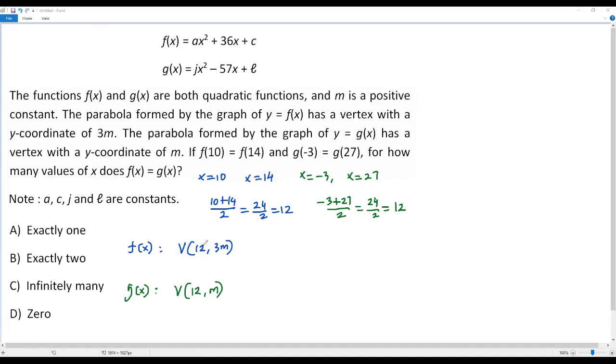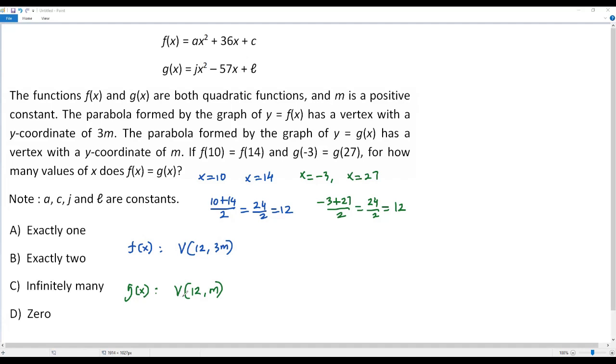Now let's consider the x coordinate and y coordinate of the vertex of the quadratic function f of x. Both of them are positive. We know that 12 is positive, and there is information that m is a positive constant. So 3 times a positive constant is a positive value. Here both the x coordinate and y coordinate of the vertex of the quadratic function f of x are positive. Then we have the vertex of this quadratic function in the first quadrant.